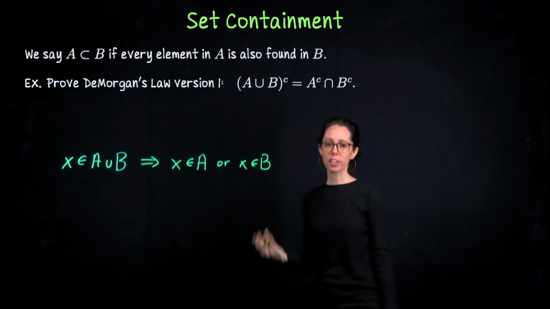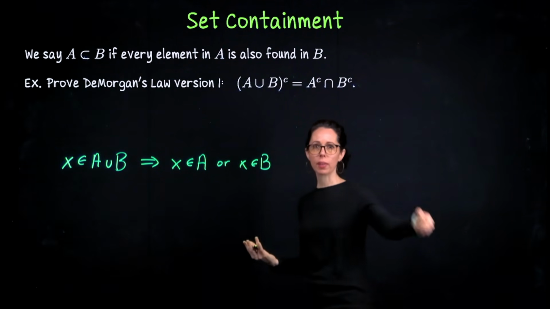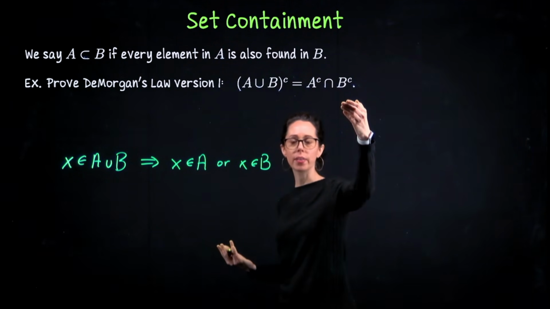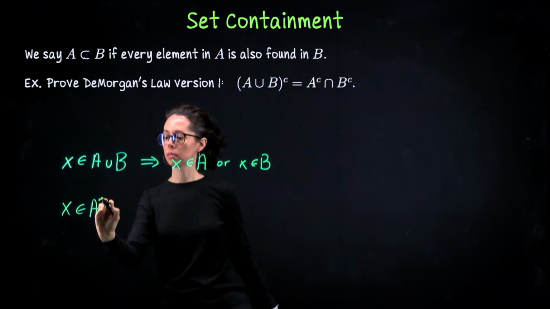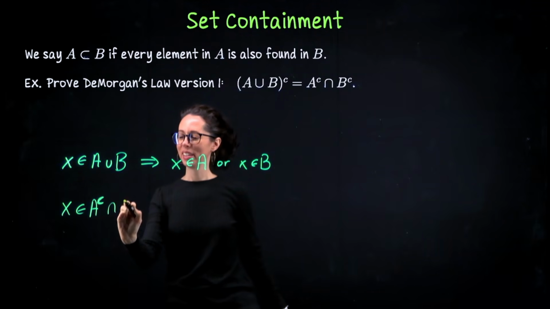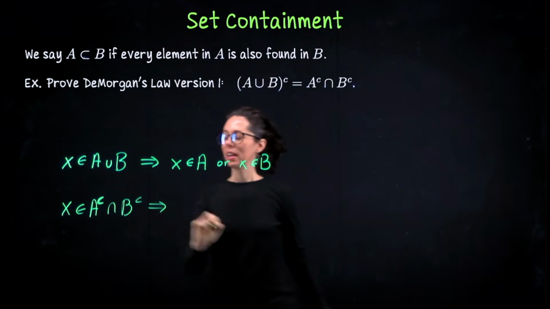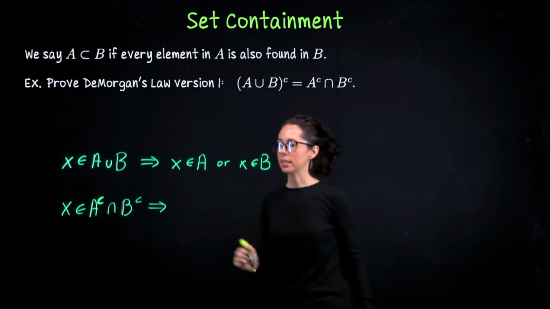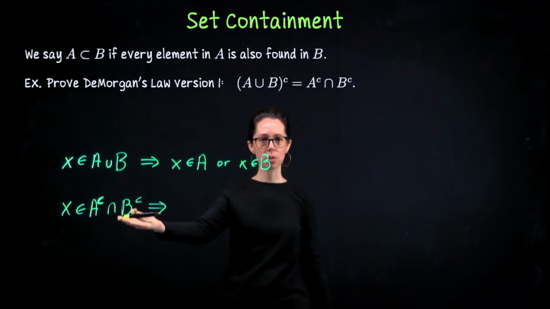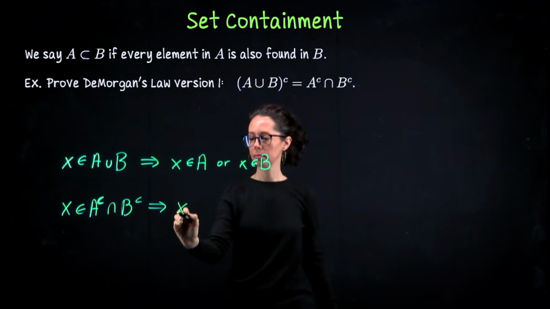X is in an intersection. And here I'll write down the intersection that we actually have here on the right-hand side. There we go. If X belongs to both sets. So X is in the intersection of two sets when it belongs to both of them.